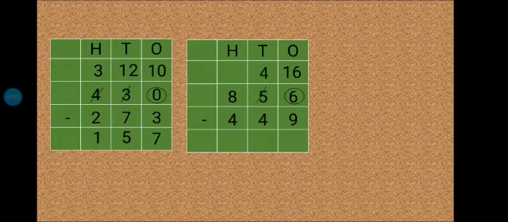Now the second step is, can we subtract 4 from 4? Yes, we can subtract. So we will not borrow from the hundreds place. So let's subtract. 16 minus 9 is 7. 4 minus 4 is 0 and 8 minus 4 is 4. So the answer is 407.